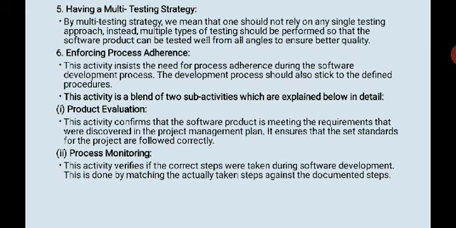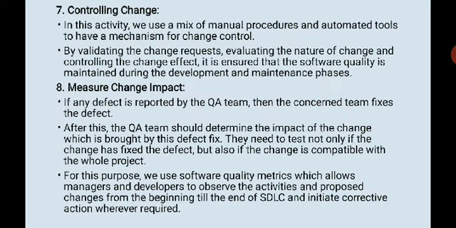Then you have process monitoring. This activity verifies if the correct steps were taken during software development, and this is done by matching the actually taken steps against the documented steps. So how do you do it? First you evaluate the product and then you do the process monitoring. That is how you do process adherence in your system.